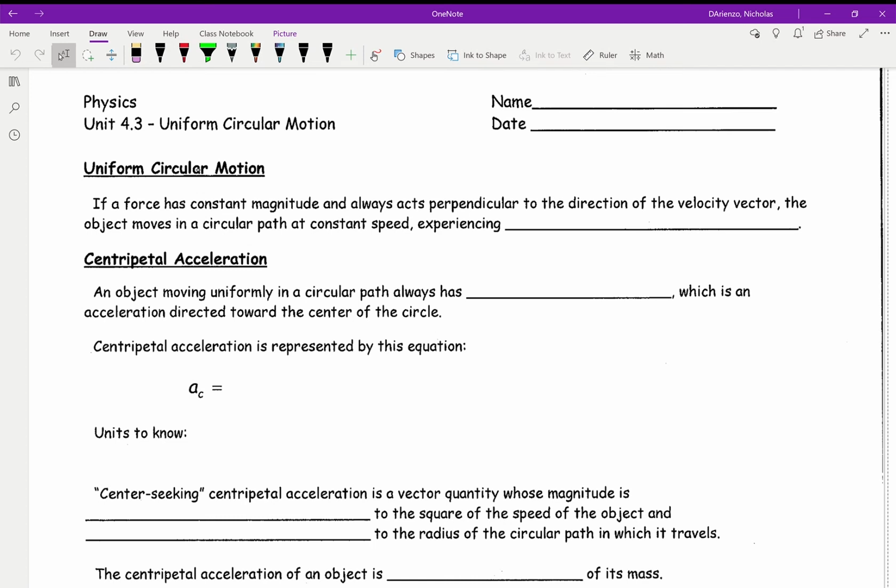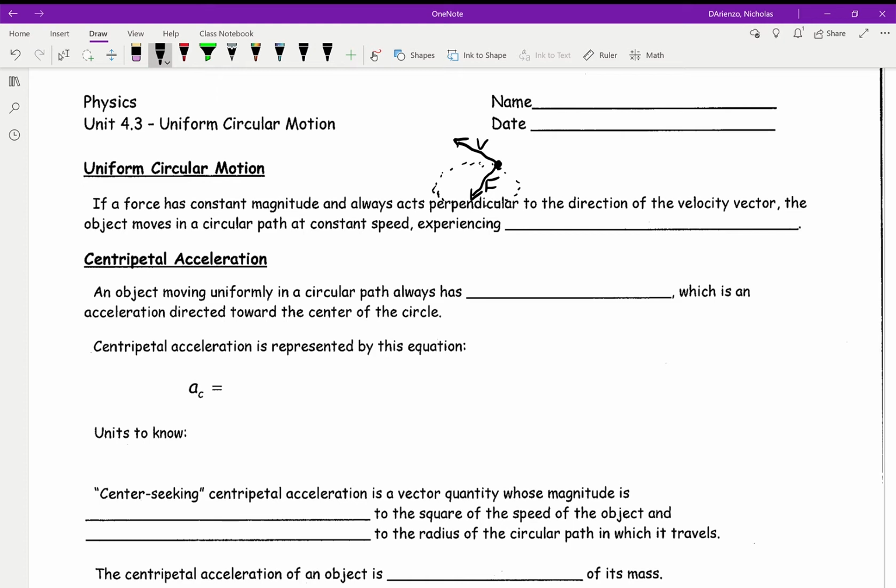Hey everyone, today we're going to be talking about uniform circular motion and how an object in motion behaves when it's following a uniform path along a circle. This has to do with when we have some kind of force. Say we have an object, and some kind of force acting in one direction that's perpendicular to the velocity of the object. It's going to cause this object to move in a circular path.